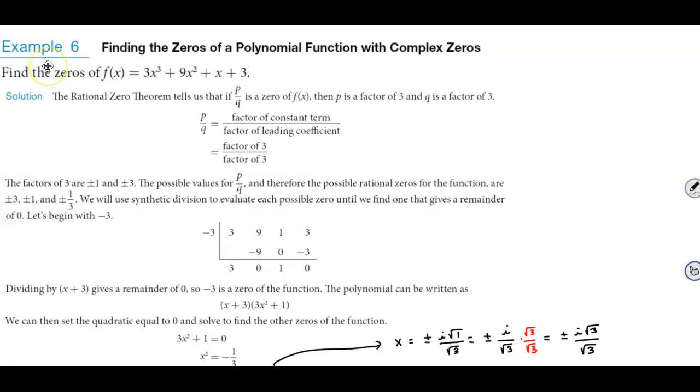In example number 6, we want to find the zeros of the function 3x cubed plus 9x squared plus x plus 3. The title of this question says that we're going to have complex zeros.